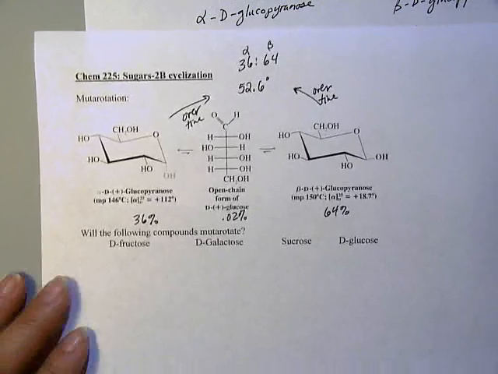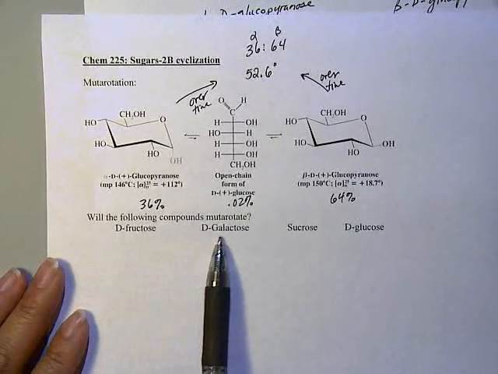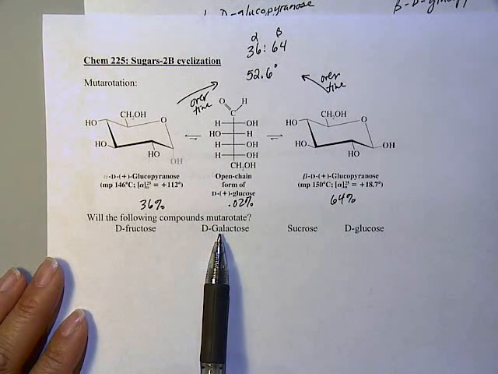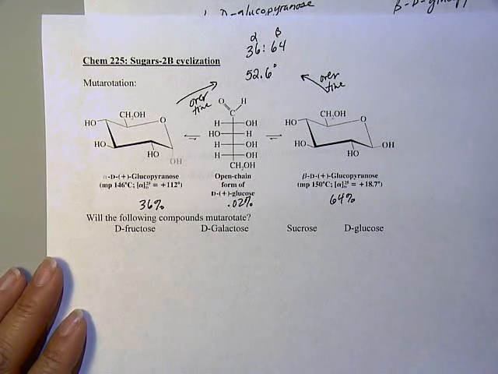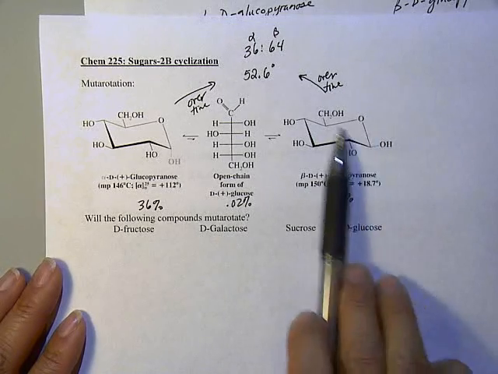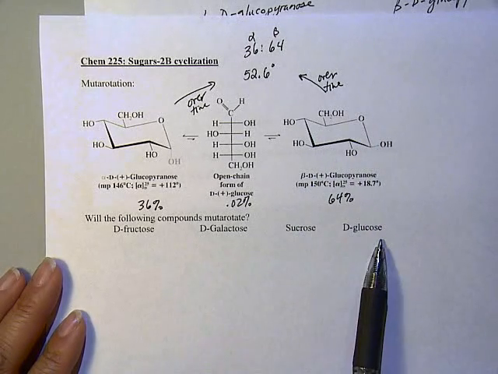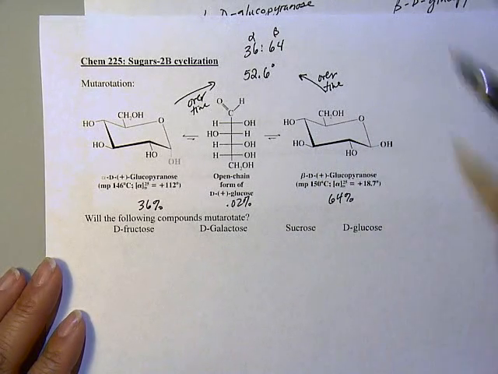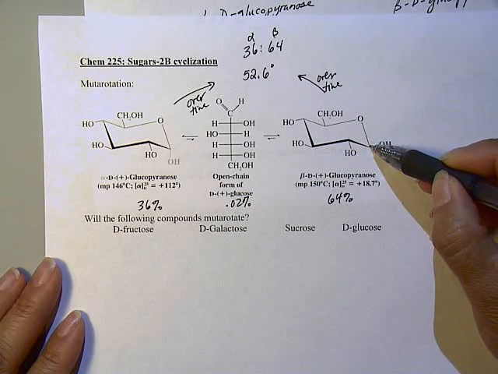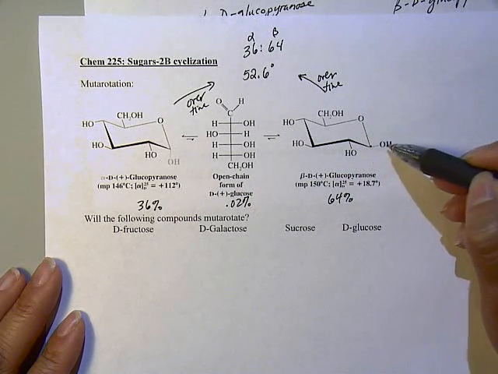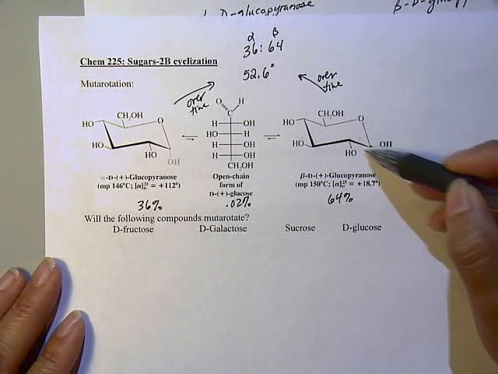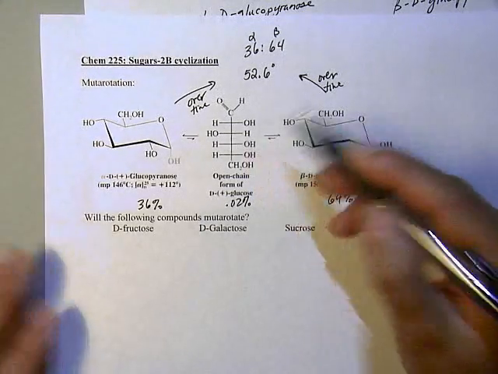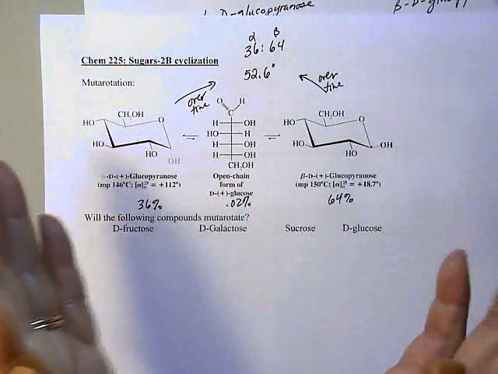All right. So you should be able to answer questions like this. Will the following compounds mutarotate? You're going to have to take a look at the cyclized form of the sugars in each one of these, and ask yourself at the anomeric carbon, is it a hemiacetal or not? Because if it's a hemiacetal, then it's going to open up and close, and open up and close.